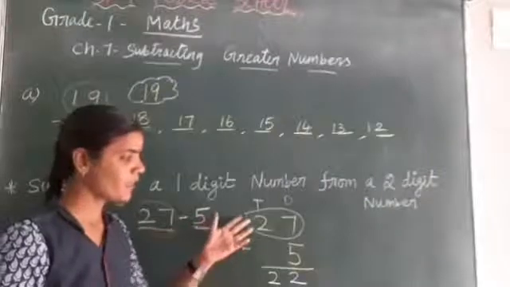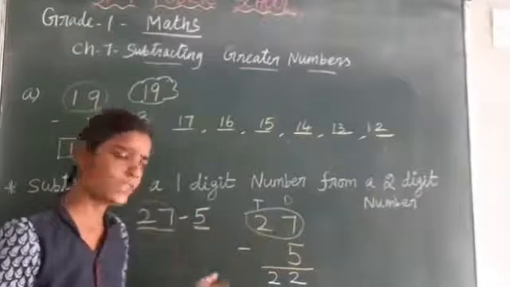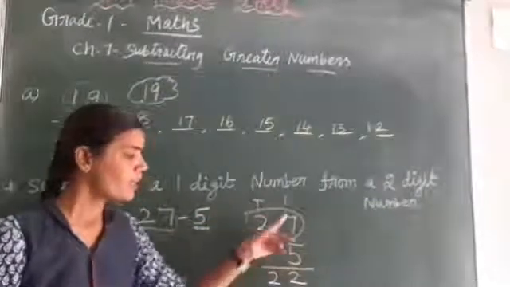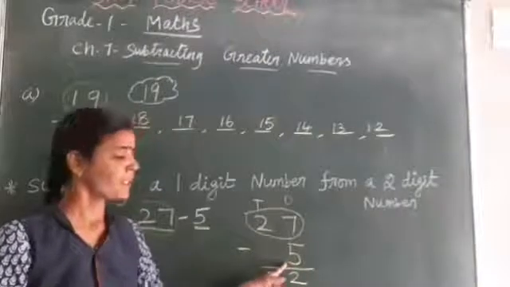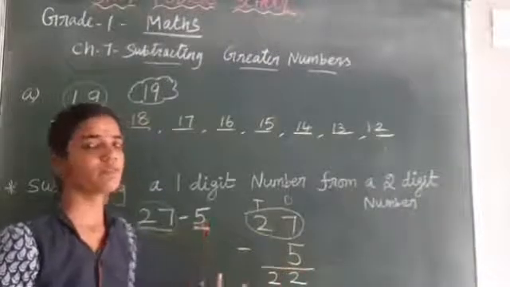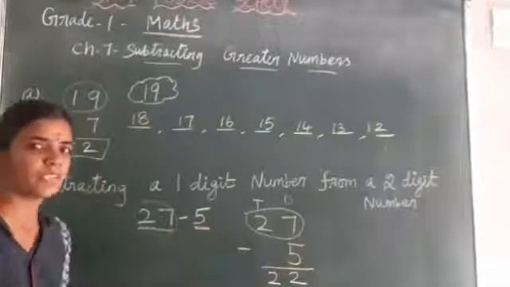If you are taking the ones place and tens place, you can do it that way. Otherwise, take the full number and subtract this one. If only one digit is coming, that is easy for you. Okay. Next, I will do one more sum here.